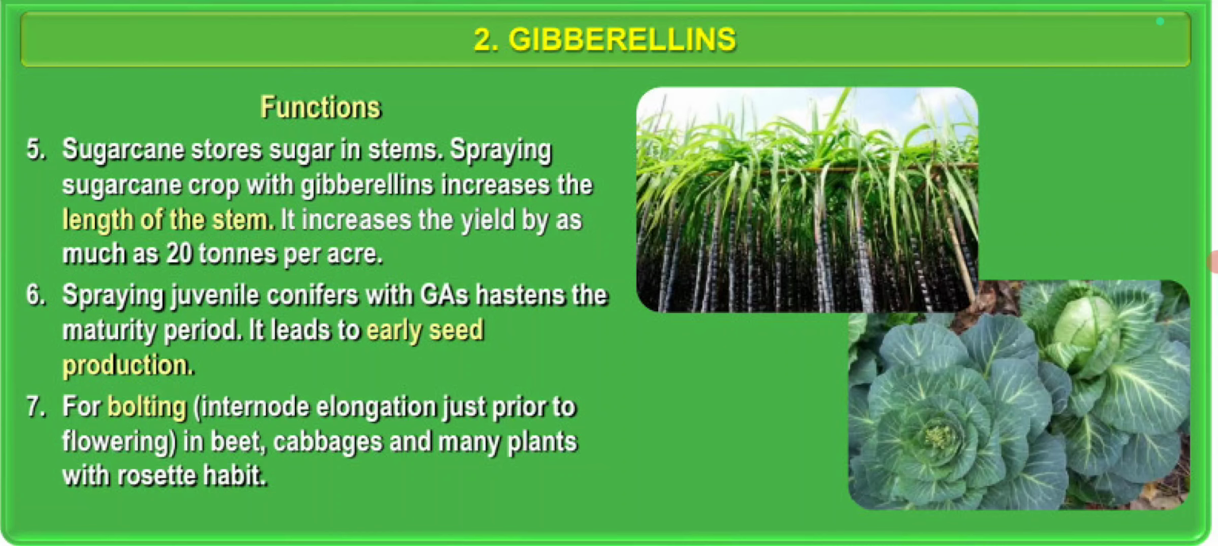Seventh, bolting. Bolting means internode elongation just prior to flowering in beet, cabbage and many plants with rosette habit. What do we mean by rosette habit? Rosette habit refers to a type of plant growth pattern where leaves are arranged in a circular or flat spreading pattern from a short stem or axis at ground level. That is called rosette habit.